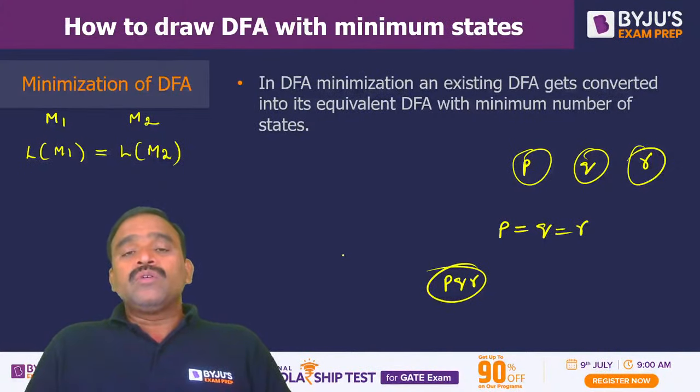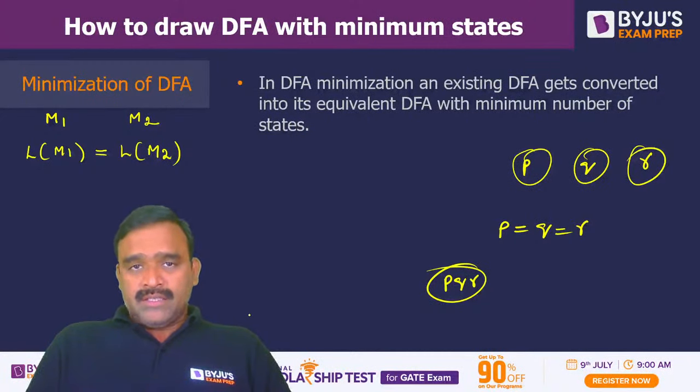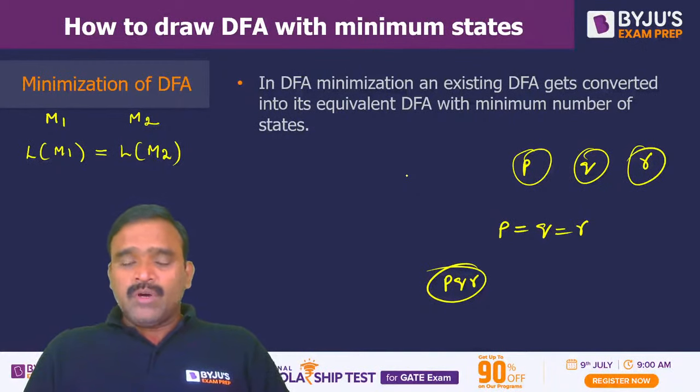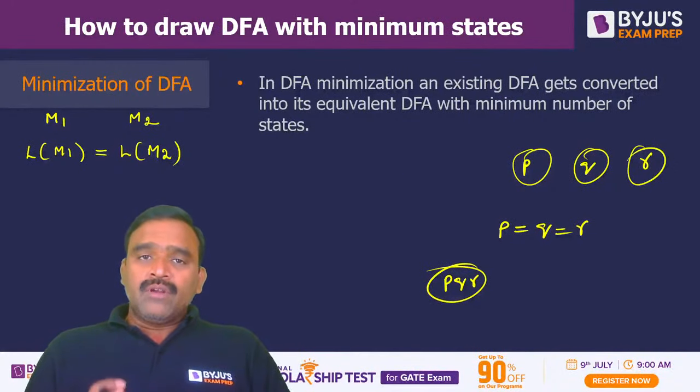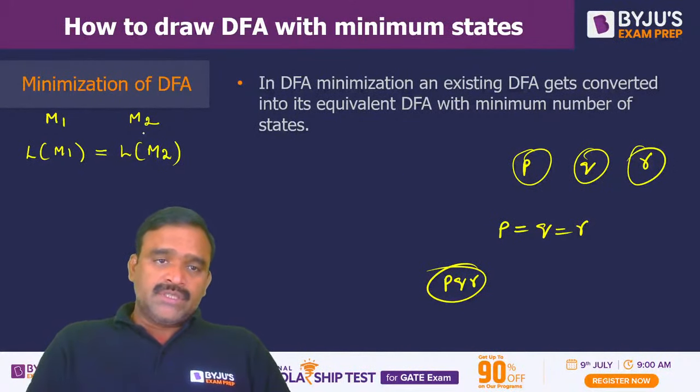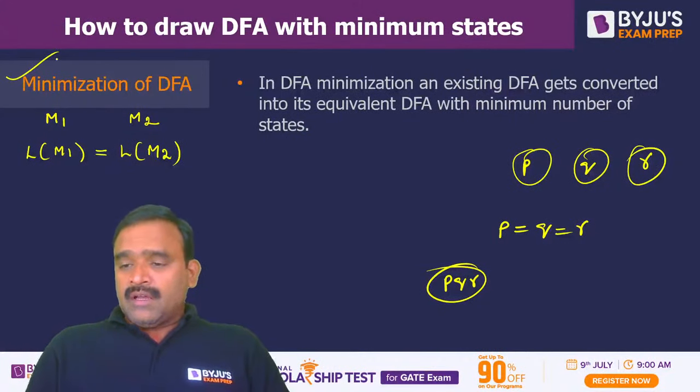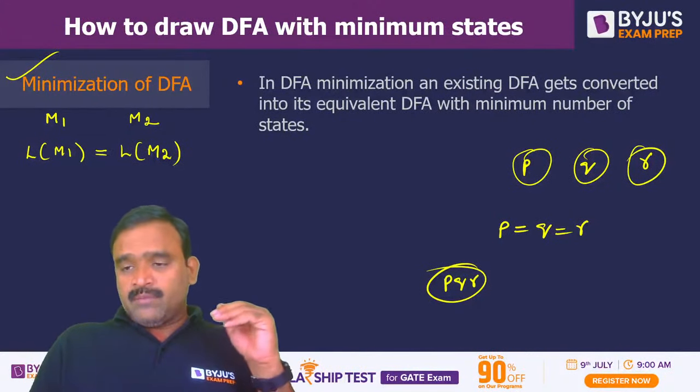But the thing is, how to identify equivalence in the states? Usually equivalence may exist only among the final states, or only among the non-final states. One final and one non-final can never be equivalent. That is a fundamental rule. I will also explain that rule with the help of an example. Okay.